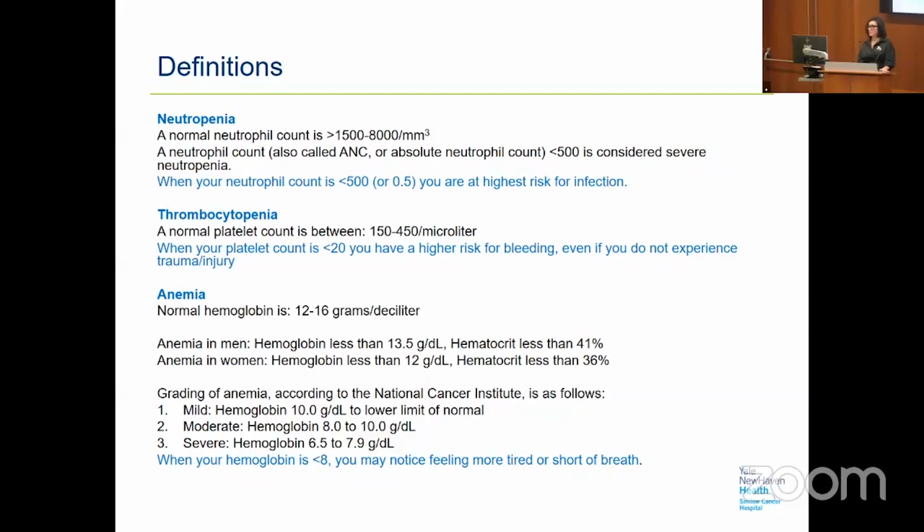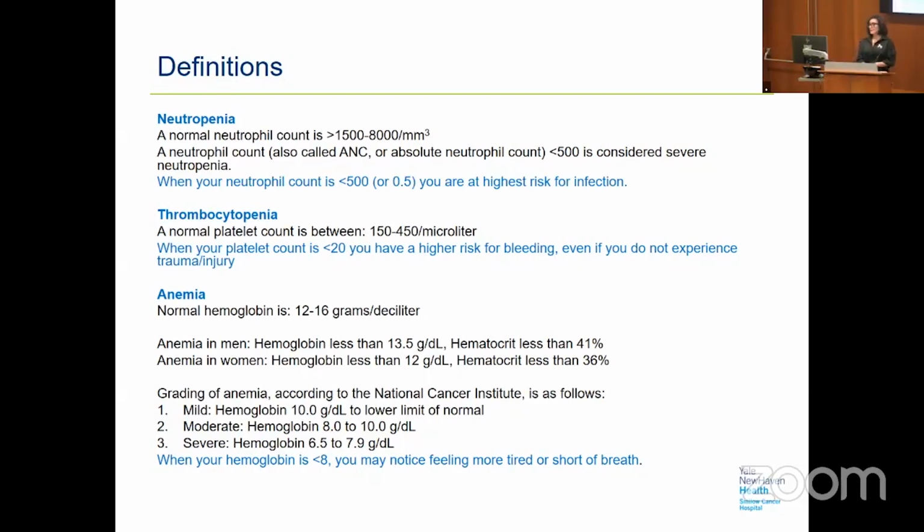Thrombocytopenia means a platelet count less than 150, which is the lower end of normal for a platelet count. You'll see some labs report 140, somewhere in that neighborhood, up to as high as 450. When your platelet count is less than 20 or less than 20,000, you have a higher risk for bleeding, or what we call spontaneous bleeding. So even if you don't have an injury or trauma, you can have signs of bleeding with a platelet count less than 20. And again, similar to neutropenia, the lower your platelet count, the higher the risk for bleeding. So we worry most about our patients with platelet counts in the single digits.